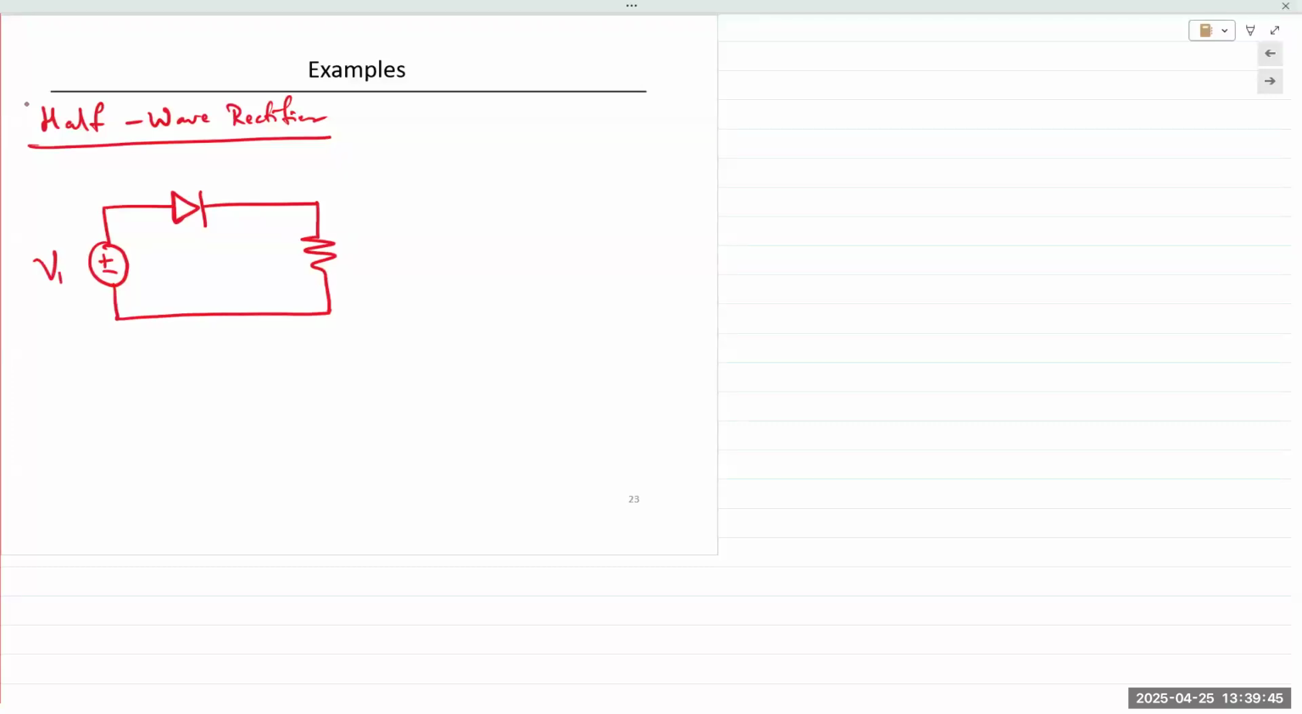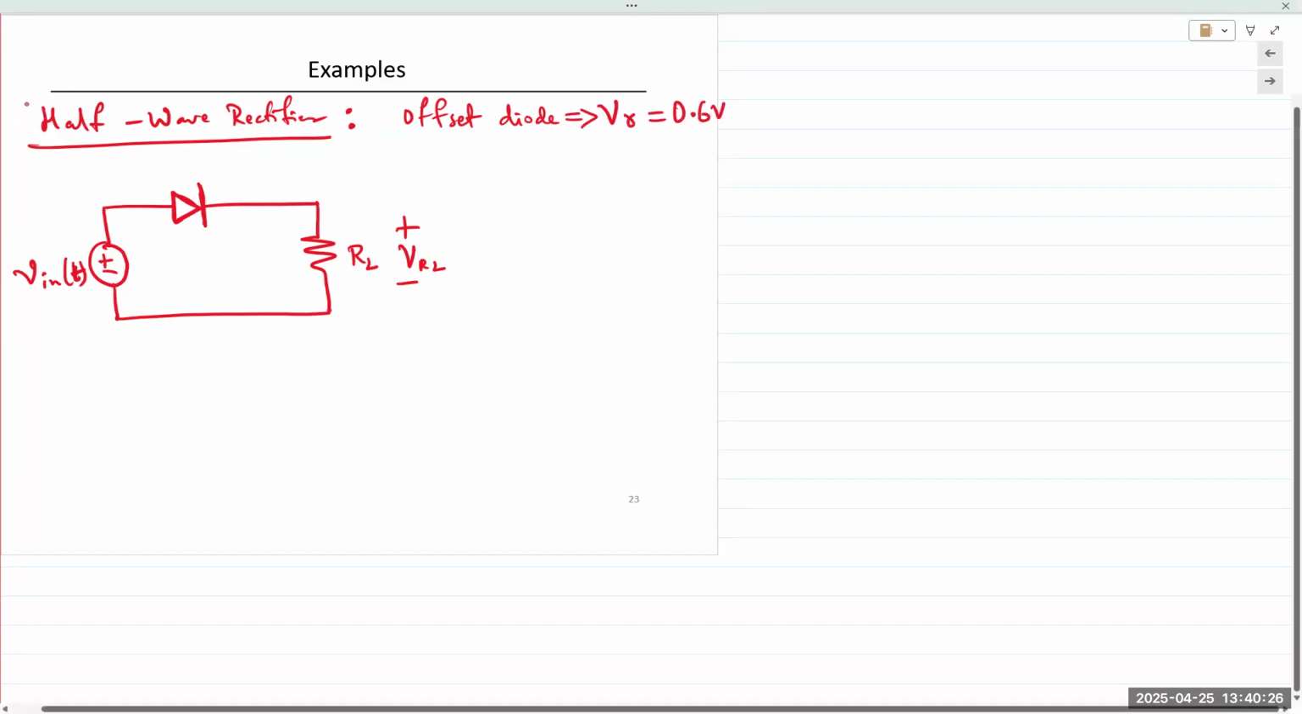So you have this diode, you have V in of t, a time-varying waveform. You have RL, the load resistor, and the voltage across that load resistor, VRL. And then you have the diode voltage drop. Our book uses V gamma to indicate the diode voltage drop. So we'll use the offset diode model, 0.6 volts. Okay, 0.6 volts.